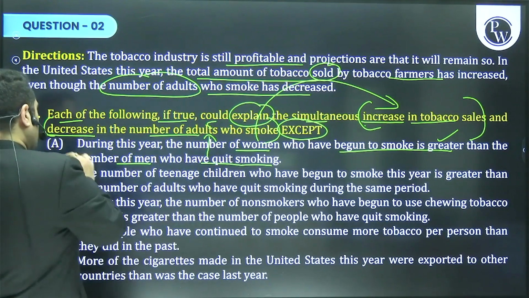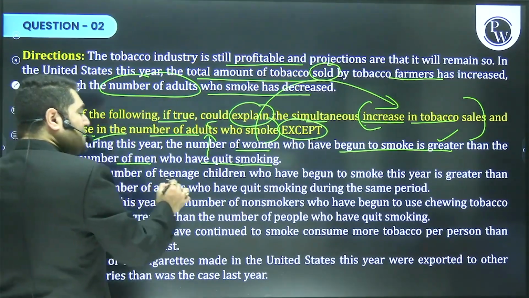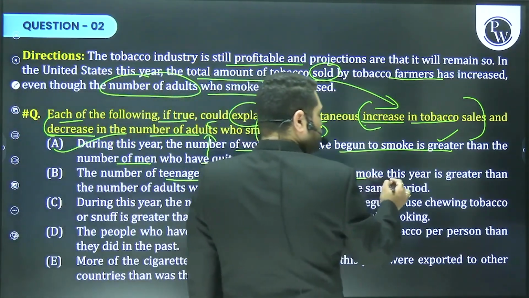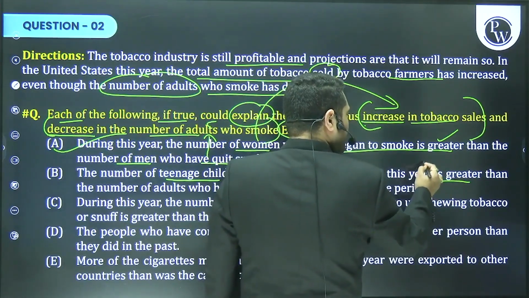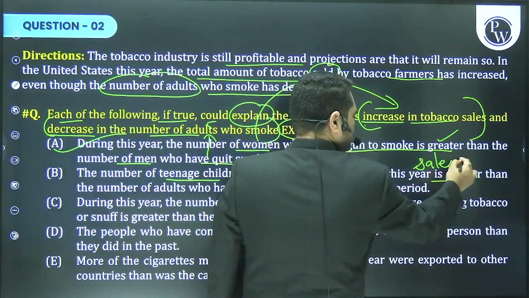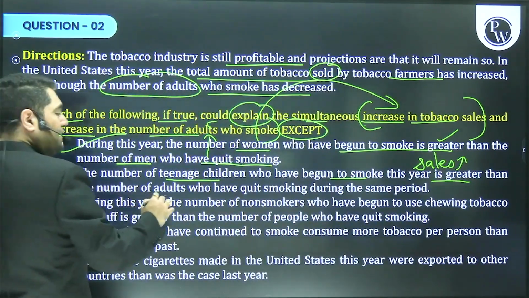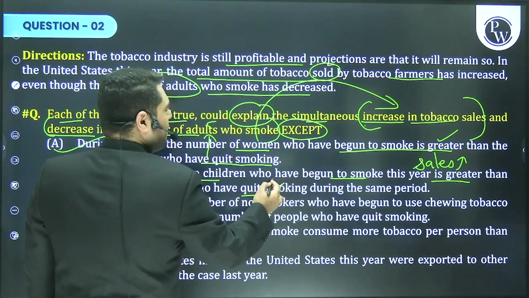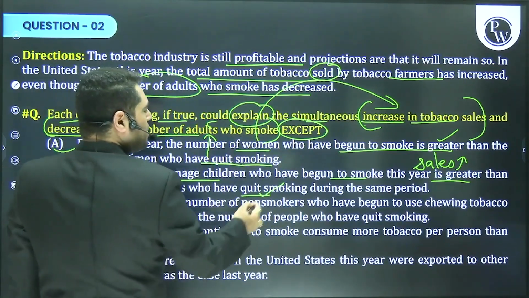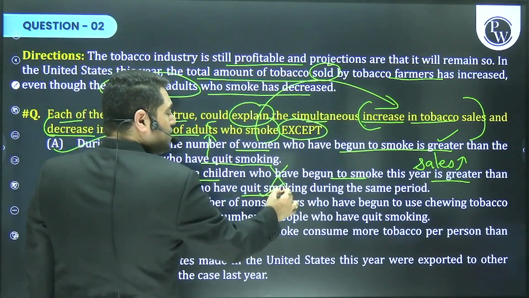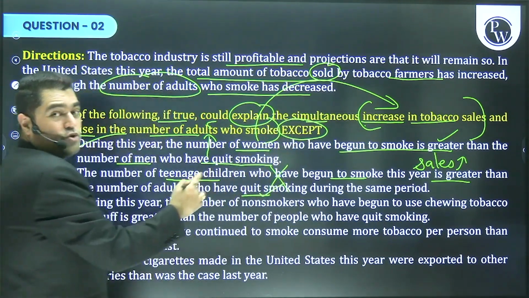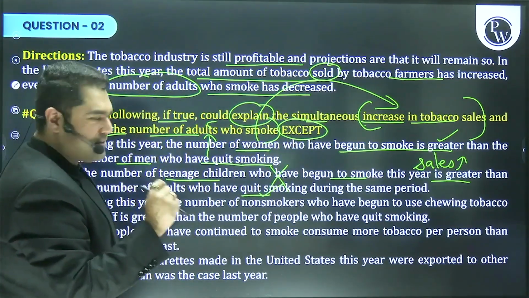B. The number of teenage children who have begun to smoke this year is greater. Okay, so that means my sales have risen. This is good. Then the number of adults who have quit smoking. This is perfect. So people, this is not the answer. This is explaining the question. We have to choose an option that doesn't explain it.